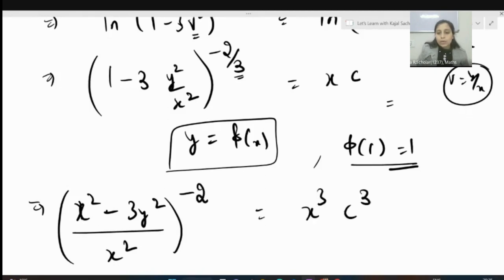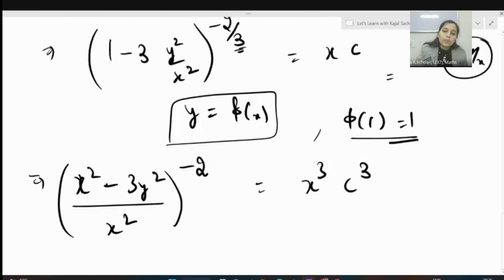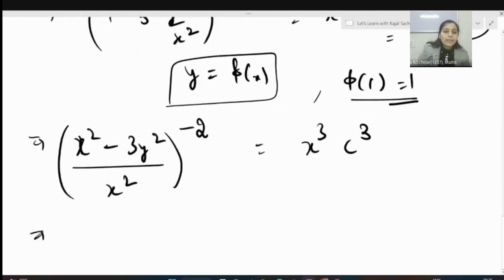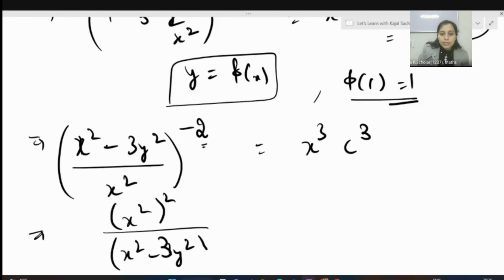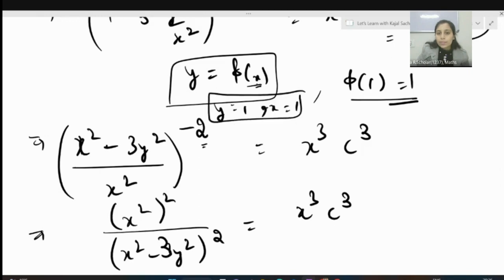So 3 also this side, x cube c cube. Taking this 1 by 3 to this side, x cube c cube. Also for cancelling negative, we can just take the reciprocal: x square upon x square minus 3y square whole square, and x cube c cube. Okay. As phi 1 is equal to 1, so when we put x is equal to 1, y also becomes 1. This is representing this.